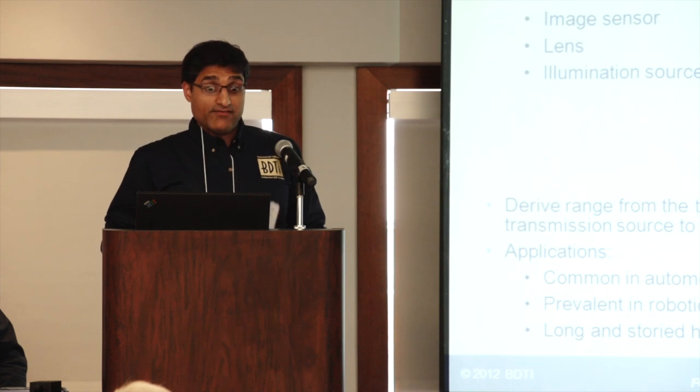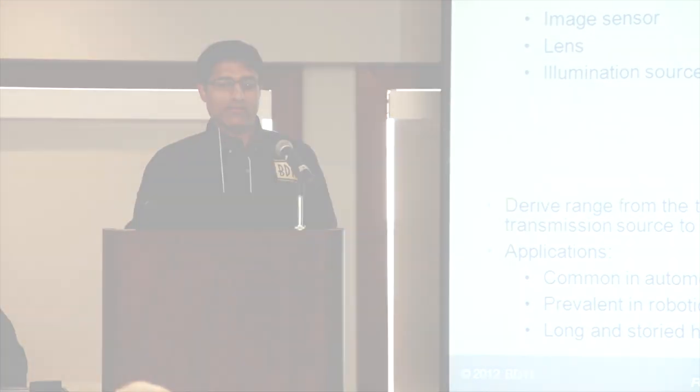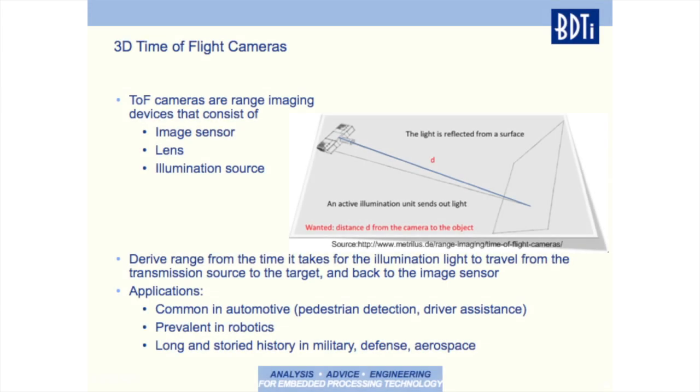So the last type of 3D sensor are time-of-flight cameras. These are imaging devices that consist of 3 elements: the image sensor, the lens, and an illumination source. There's a diagram here that illustrates how this works. The general idea is you throw out some light, and it strikes the object and comes back, and the imaging system measures that time. The time it takes to sense how long that light took to bounce and come back is proportional to the depth.